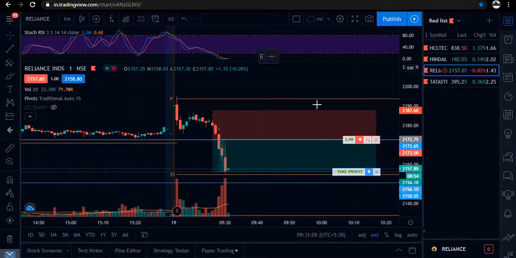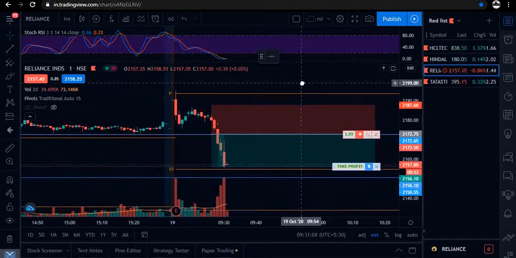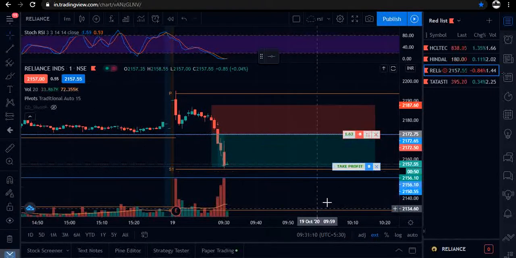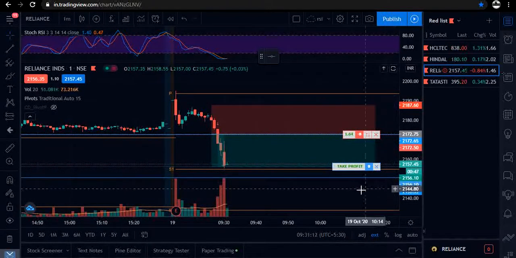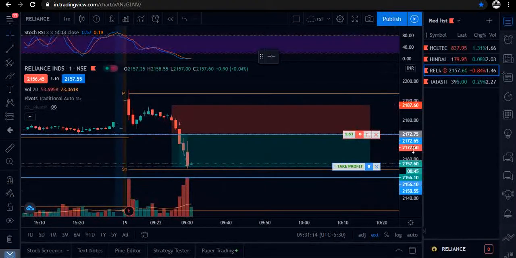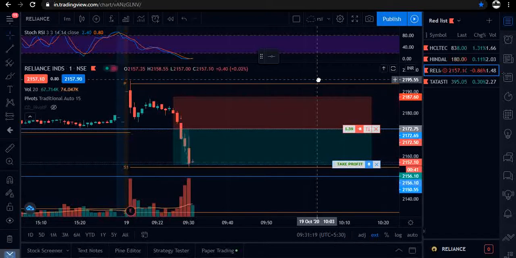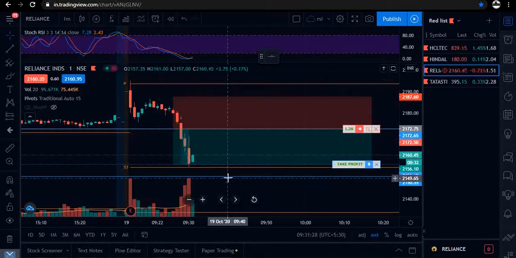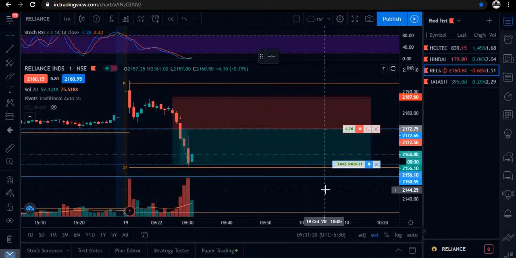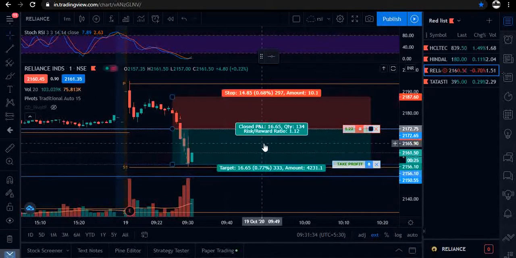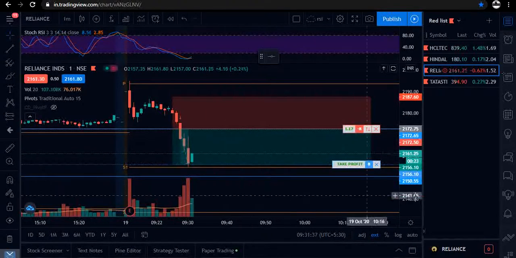Why has our target not been triggered yet? Let us wait. It seems that we placed our order late. We got late to place our order, but it's okay. We will wait as it can hit our target. Traders, you can see that it is now trying to reverse. Let's wait. But traders, our target was hit. I don't know why it did not get triggered.